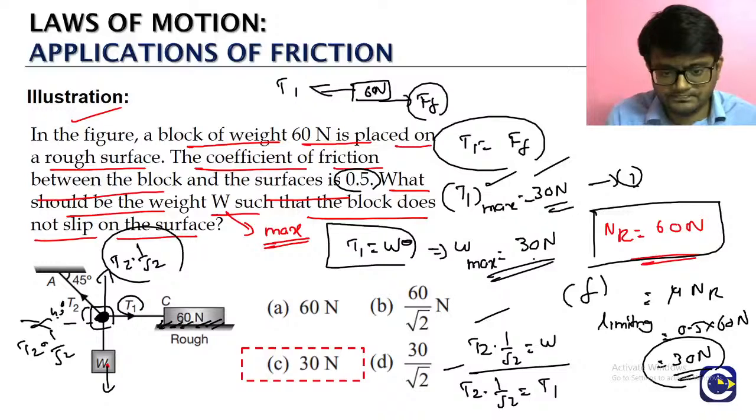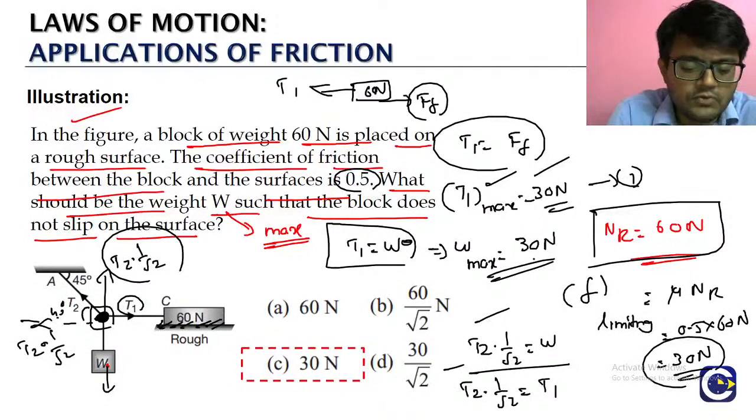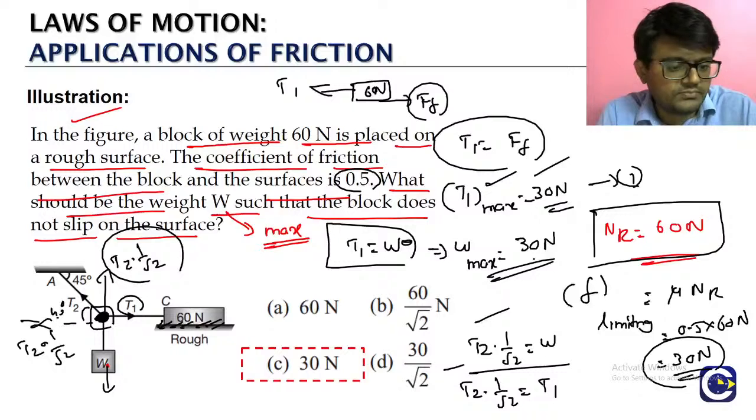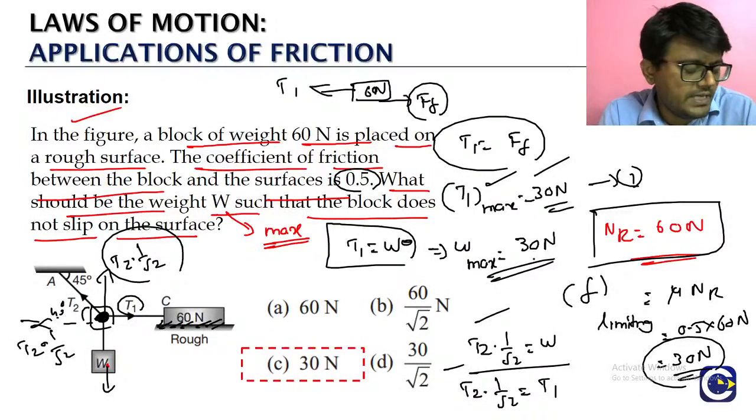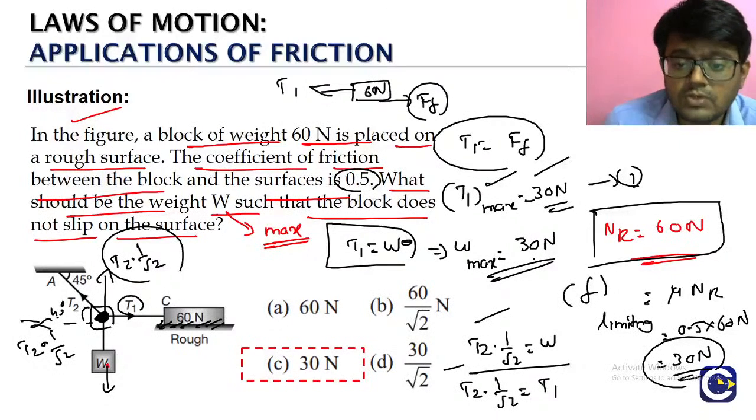Option C. So here what they are asking is the maximum value for the W so that the 60 Newton block on that horizontal surface will be at rest. Is it clear, guys? So this is how we will be able to solve the question.